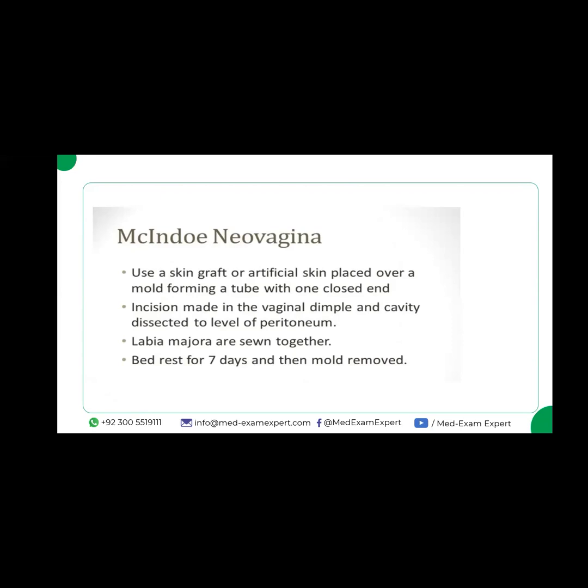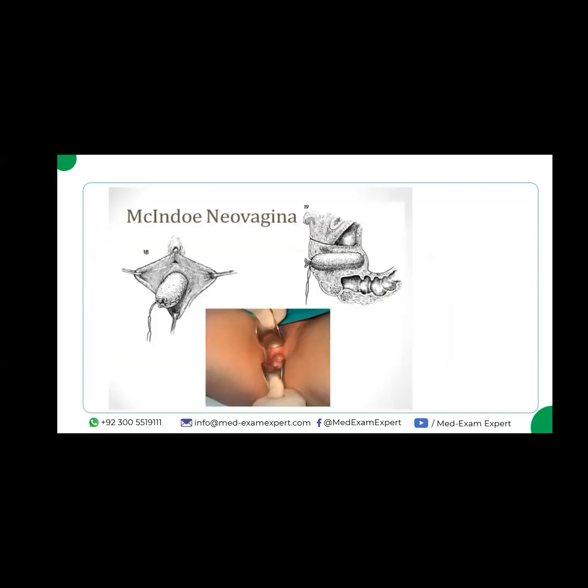Then the labia majora are sewn together, and the patient is advised to have bed rest for 7 days and avoid sexual intercourse, and then after a period of 7 to 10 days, the mold is removed. This diagram is showing different steps in the process of the McIndoe neovagina, which is one of the procedures to create the vagina in patients who are having the vaginal dimple.